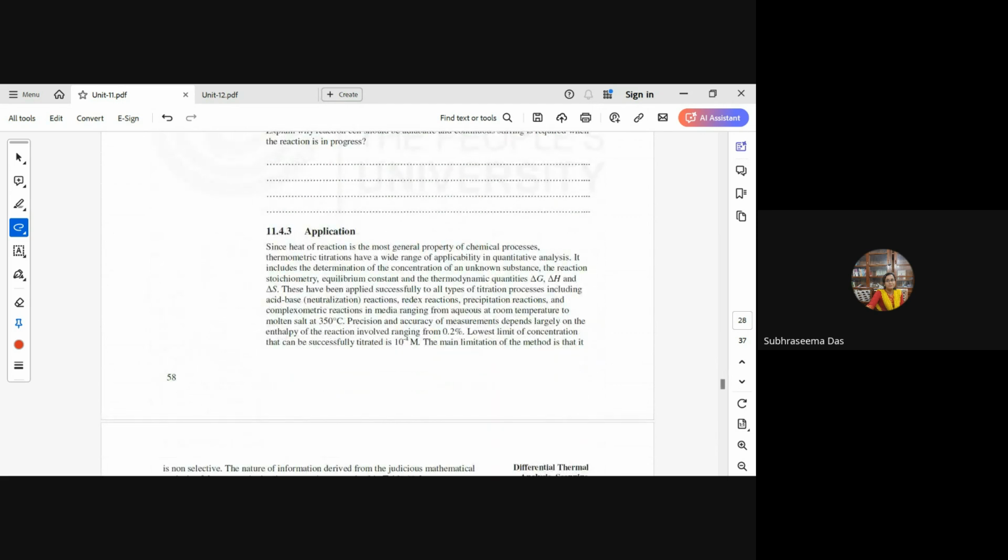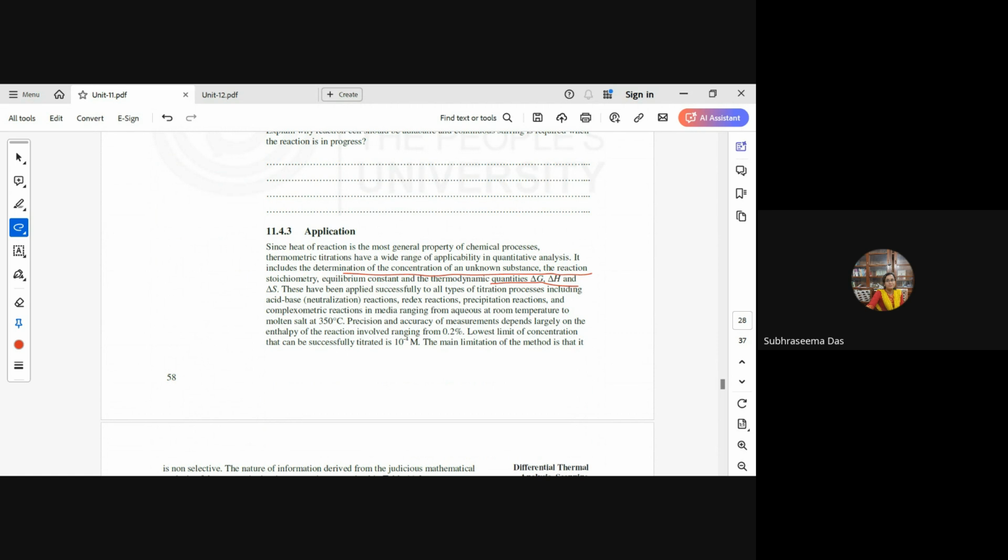Now coming to the applications of thermometric titrations. Since the heat of the reaction is the most general property of various chemical processes, thermometric titrations have a wide range of applicability, particularly in qualitative analysis. It includes the determination of the concentration of an unknown substance, the reaction stoichiometry, the equilibrium constant, and thermodynamic quantities such as delta G, delta H, and delta S.